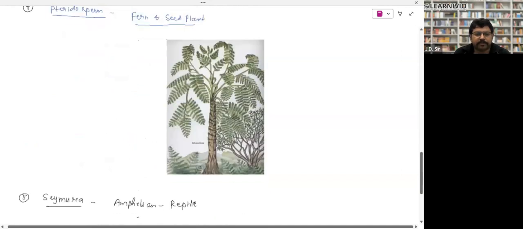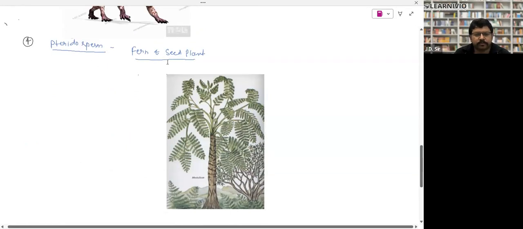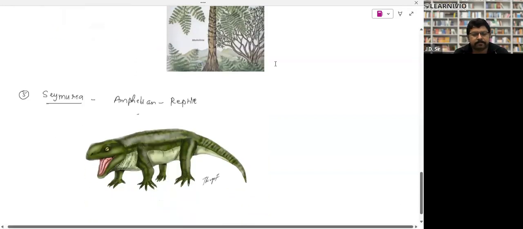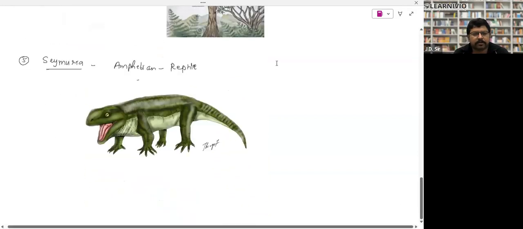Pteridosperm, fern and seed plant. Connecting. And Seymouria, amphibian and reptile.